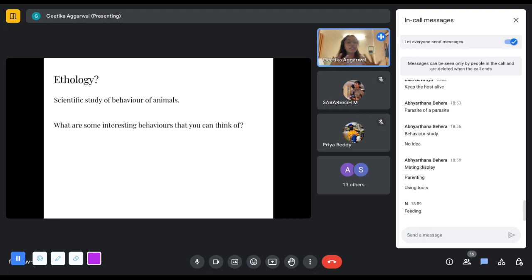Or say the bee dance, why does the bee do that particular behavior? What is the use of that behavior? How did it evolve? Why are they using it? All of these things come under ethology and behavioral ecology.